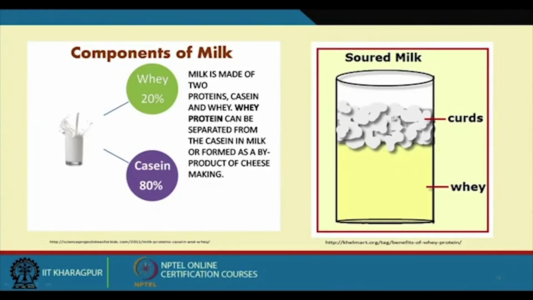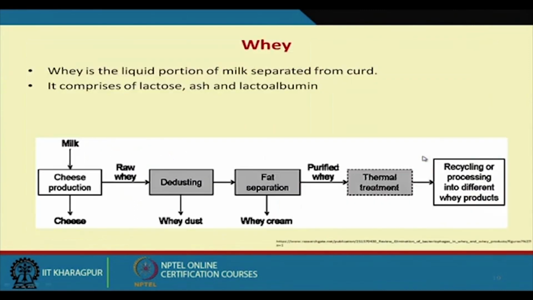The components of the milk: we have 20% whey and 80% casein. That is, as I told you, when the curd making process takes place, we get the whey in the form of liquid, and curd is usually the solid form. This is how it looks, you can easily visualize from here curd, and you can distinguish the whey and curd. The solidified material is like this.